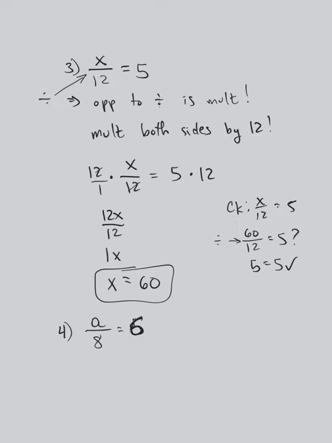You still have time. But anyway, here's my variable a. I want to isolate it, but it's being divided by 8. What do I need to do? The opposite of dividing is multiplying, so I multiply both sides by 8.